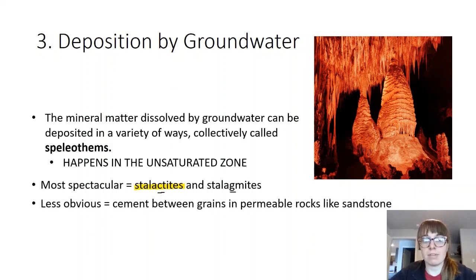Some less obvious forms of deposition by groundwater include lots of sandstone cements or sedimentary rock cements. So remember when we talked about sedimentary rocks and we said, okay, these grains get compacted and cemented together, and we never really talked about how they got cemented together. Well, one way that happens is through this deposition of groundwater in the unsaturated zone that's creating mineral structure in between grains or in the pore space.